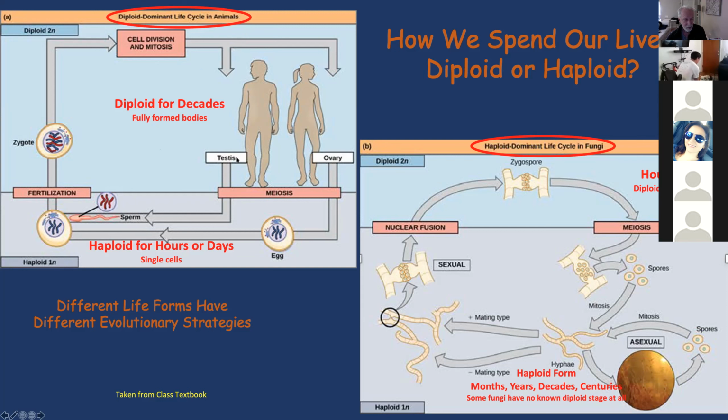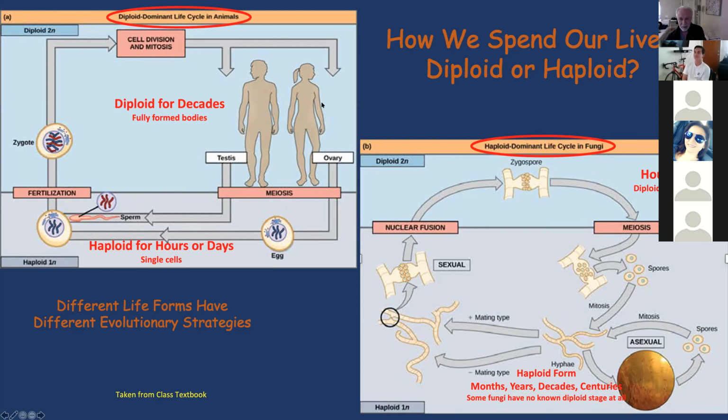And they're haploid only when the testis makes sperm and the ovary makes eggs. But very quickly after that happens, and that's where meiosis is involved, fertilization can occur, where the sperm fertilizes the egg. And now we're back to diploid. So the haploid phase of humans can be hours or days or weeks, but most of the existence of a human is as a diploid.